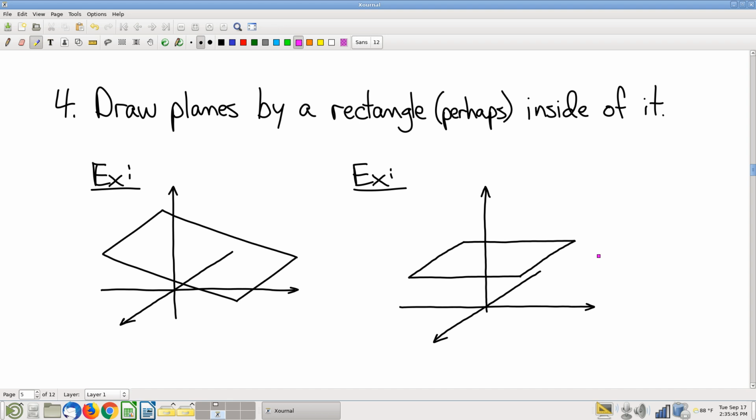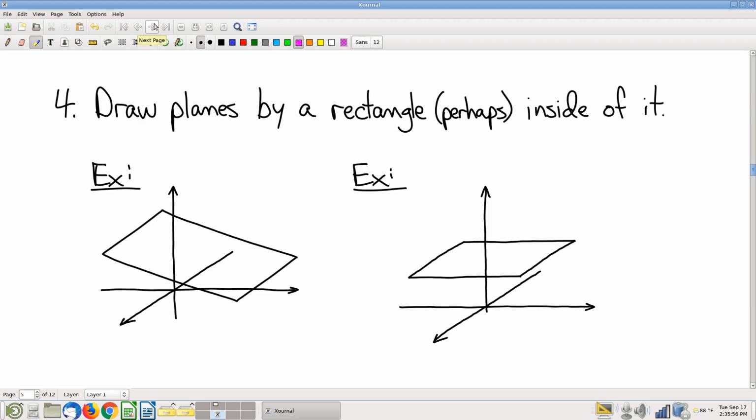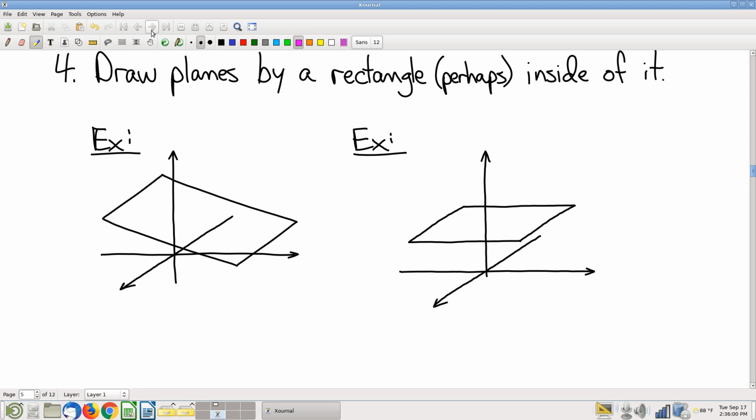So it's a nice trick, something to keep in mind. And again, this goes back to this earlier point. Think always very carefully about what's supposed to be parallel to what, and then draw it accordingly.